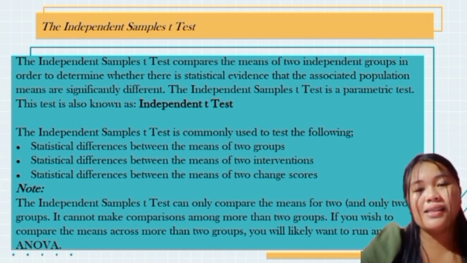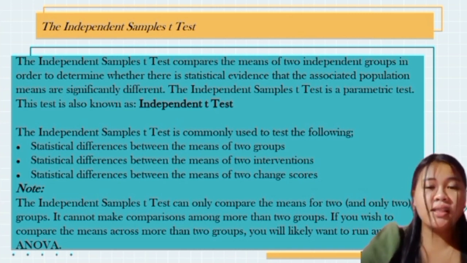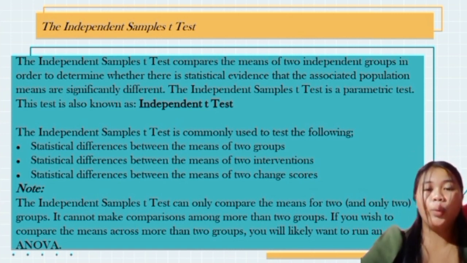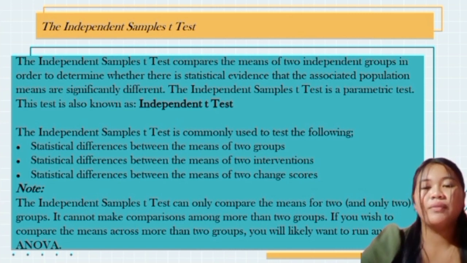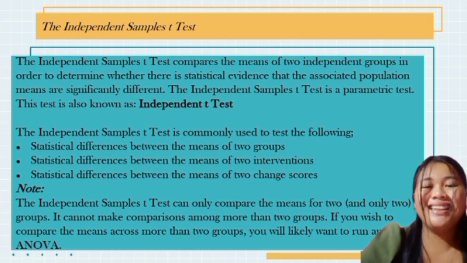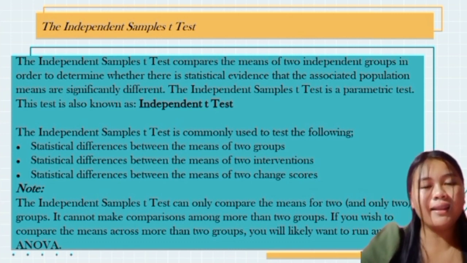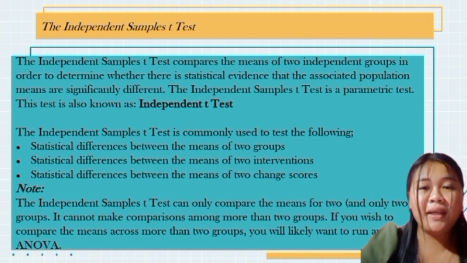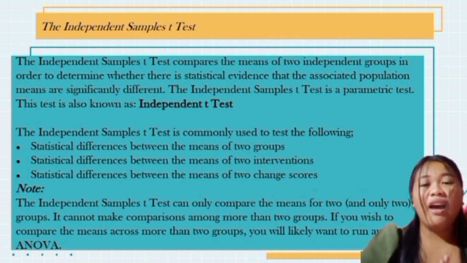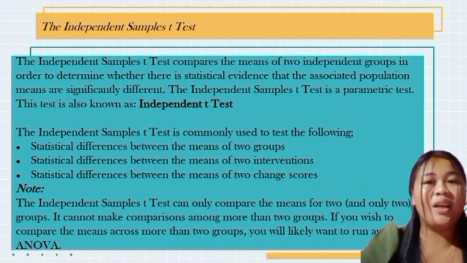First is to test the statistical difference between the means of two groups. Second is to test the statistical difference between the means of two interventions. And third is to test the statistical difference between the means of two change scores. Note, the independent samples t-test can only compare the means of two and only two groups. It cannot make comparisons among more than two groups. If you wish to compare the means across more than two groups, you will likely want to run an ANOVA.